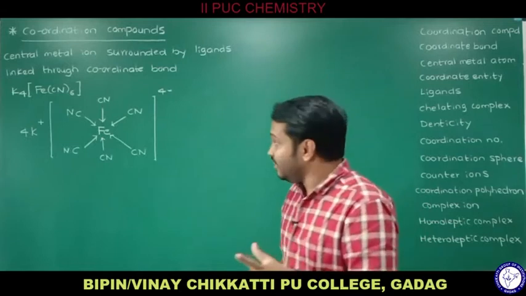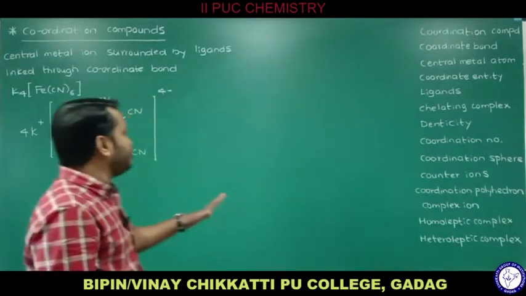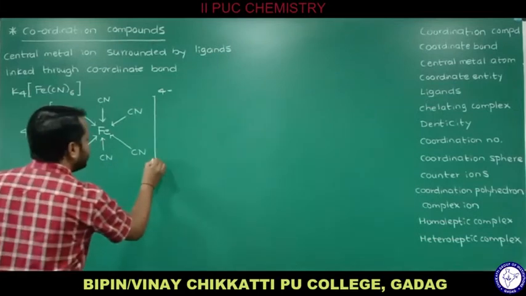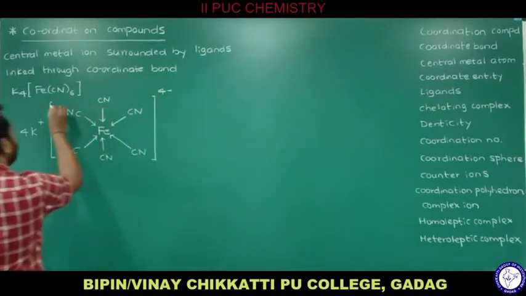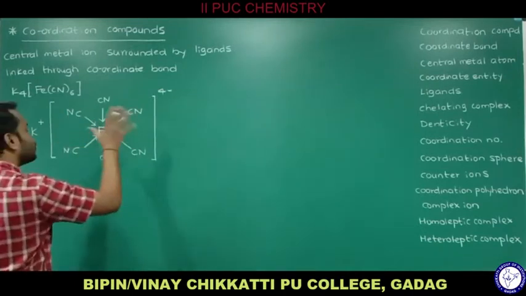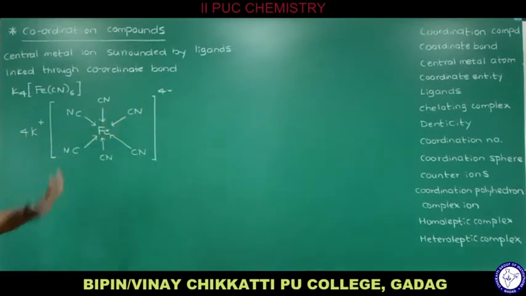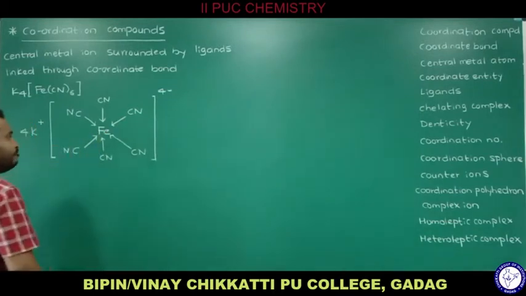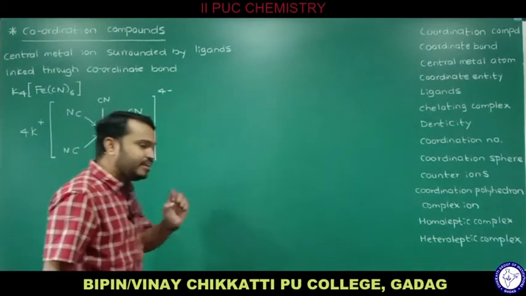Now we'll see why this particular compound is a coordination compound, and what the main terms inside here are. Just observe here, we represented a complex ion in the square brackets. So this is actually the complex ion, and exactly at the center what we have is Fe, iron metal.